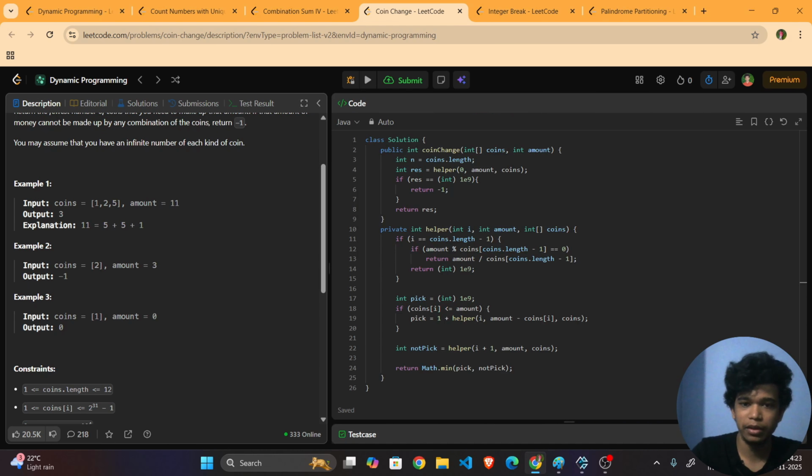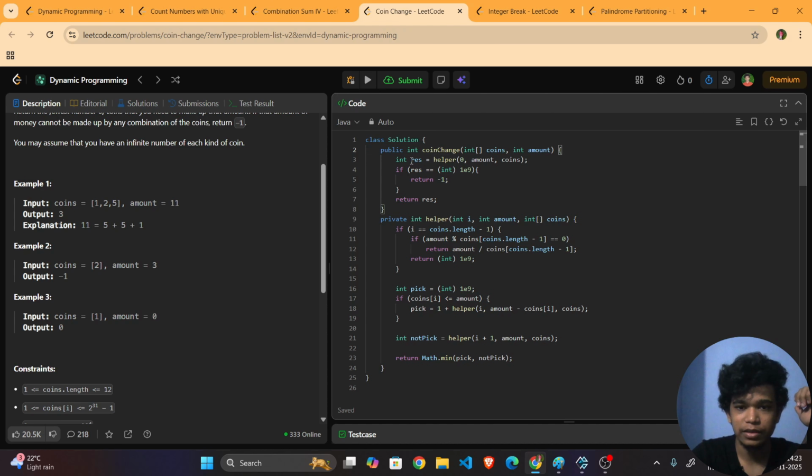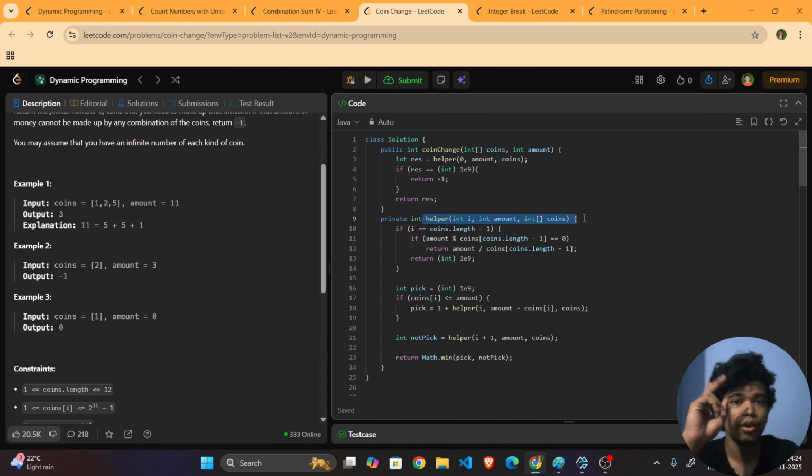So see here, this is going to be the Java code. If you want Python or C++ code, just go and search in the description. Okay, fine. So first of all, I'm taking n as the length of the coins. Now let me delete this, this is unwanted. At first I'm storing the helper function value into the result. First let us see the helper function, then we can come back to the result. Now see, here is the helper function. There are 2 varying variables: one is index, another one is amount.